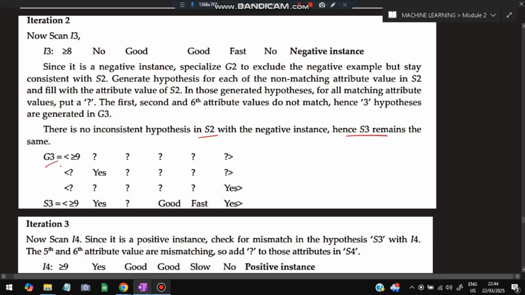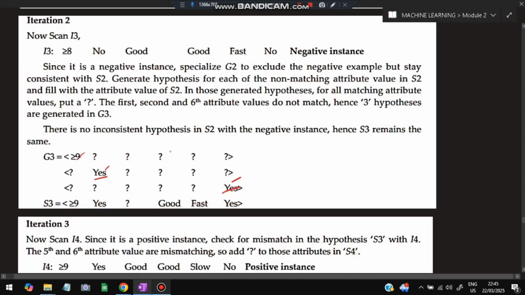Now G3 will change. Why? Because the negative instance has come, and after that this is going to be considered. And the S3 value is here. This is the same as the previous one. And these values you have generated based on what remained the same. So greater than 9, yes, and yes.